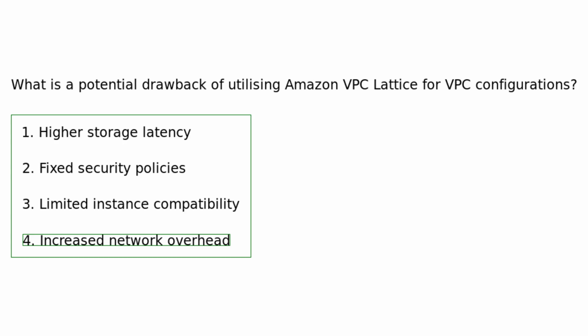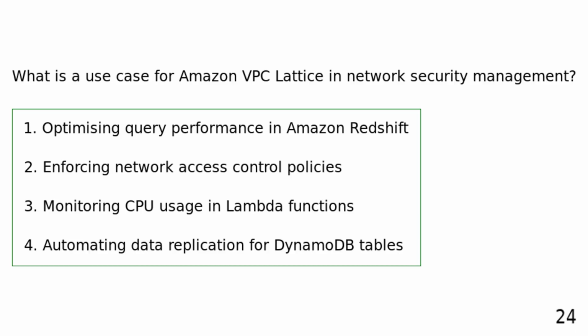A potential drawback of utilizing Amazon VPC Lattice for VPC configurations is the increased network overhead that may be required to maintain the mesh network architecture. What is a use case for Amazon VPC Lattice in network security management?